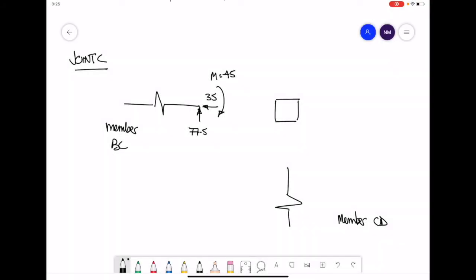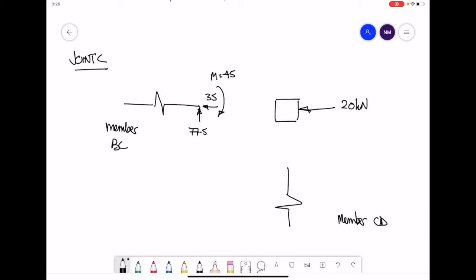Now we're going to consider the next joint, joint C. So as you can see, we've got member BC, the end condition or the end loads, got a vertical force of 77.5, horizontal force 35, moment 45 kilonewton meters. Remember from the very start at joint C we had a horizontal load applied that was 20 kilonewtons.